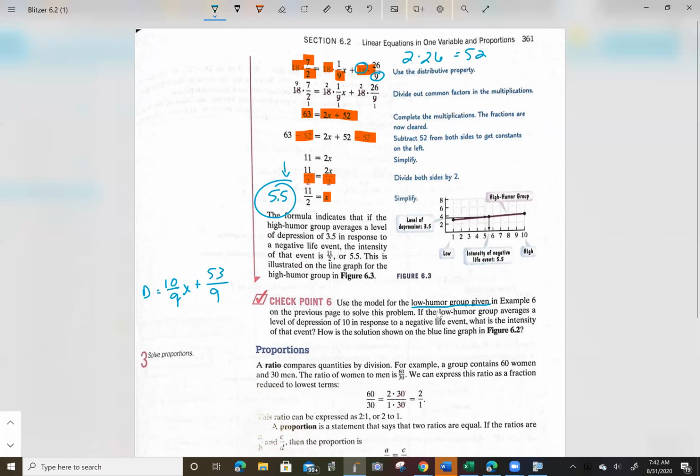If the group averages a level of depression of 10 in response, so the average level of depression is going to be the D value. D is equal to 10. What is the intensity? What was the intensity of the event? So you are looking to solve for X. Okay. So D is equal to 10. Solve for X.